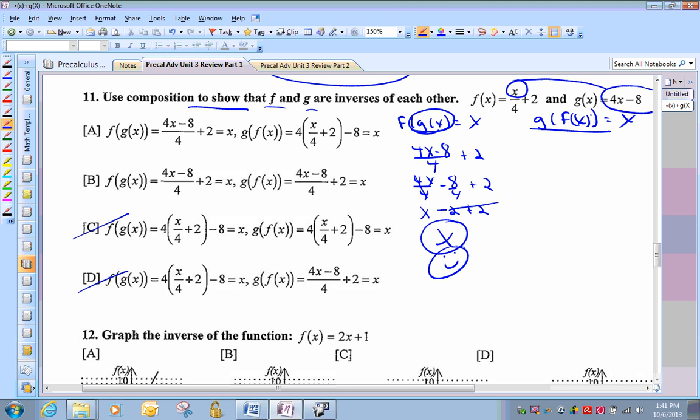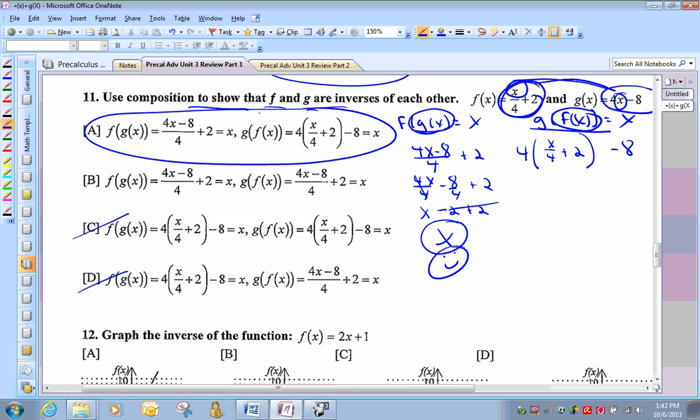So let's try g of f. f of x, that's going to be all of this. It's going to go in for this x. So we have 4 times all of this, x over 4 plus 2, and then minus 8. So 4 times x over 4 plus 2, minus 8. This looks like the right answer. So I think this is going to be our solution right here.